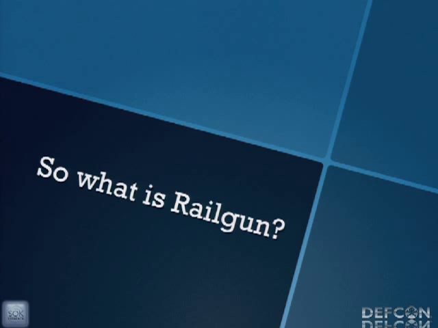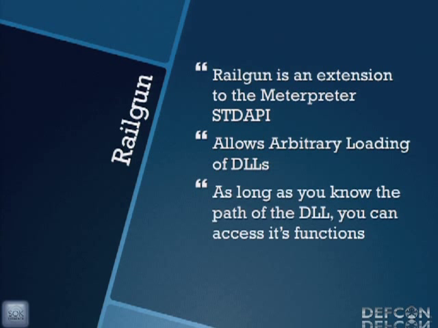So jumping right into Railgun. Railgun is one of the extensions for Meterpreter. Basically, it's a part of the standard API that allows for arbitrary loading of DLLs on the system. As long as you know the path of the DLL that you're trying to load, you can just pass that information into Railgun. It will map the DLL into memory, and then you can get function pointers out of that module. So it's doing runtime dynamic linking, and we're doing it on the fly. We pass it a DLL name, then we pass it some function names, and we get to call that function as if it was already coded directly into Meterpreter.